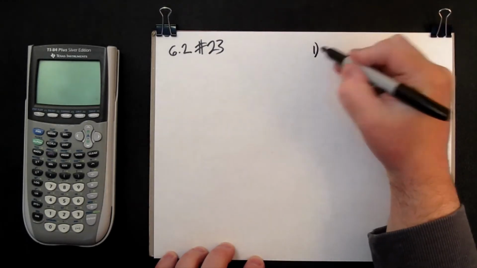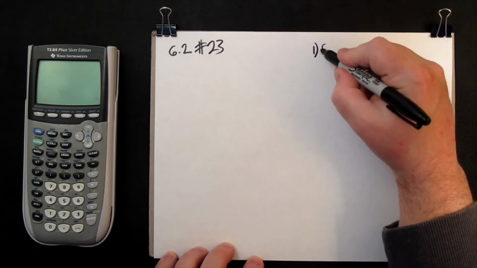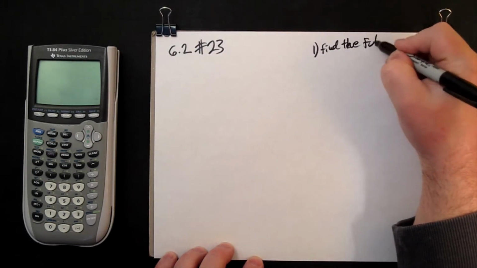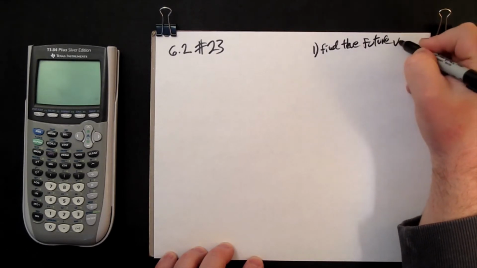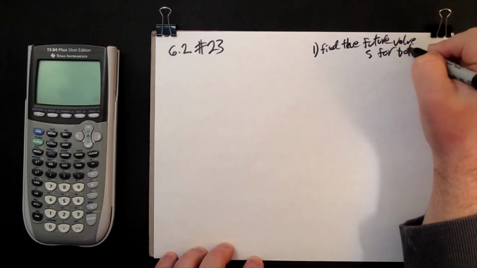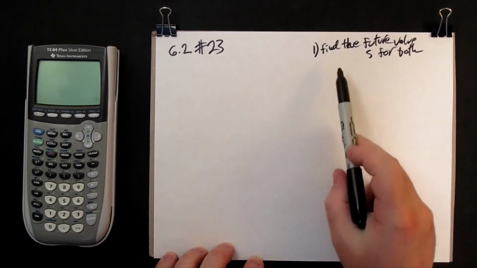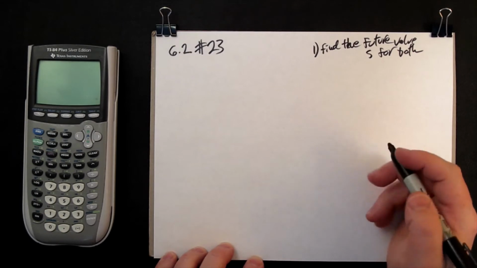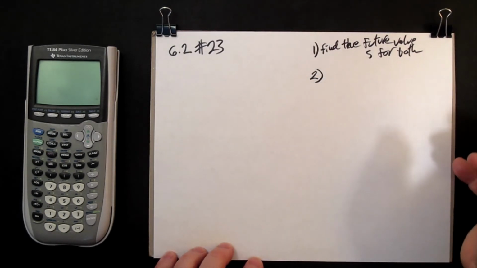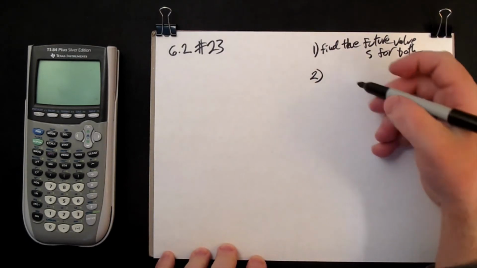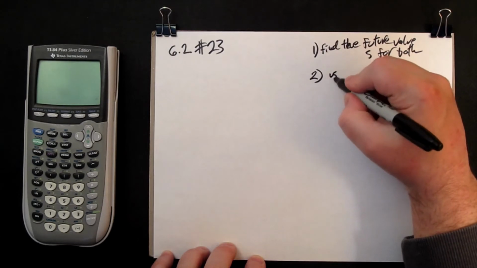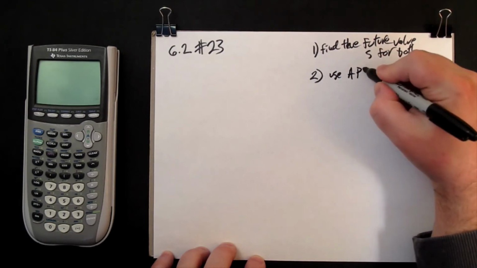There are two possible approaches. You can calculate or find the future value for both. That's one way to approach this, but that is actually doing more work than is necessary here. It's better to just directly look at the growth factors, that is, use the APY calculation.